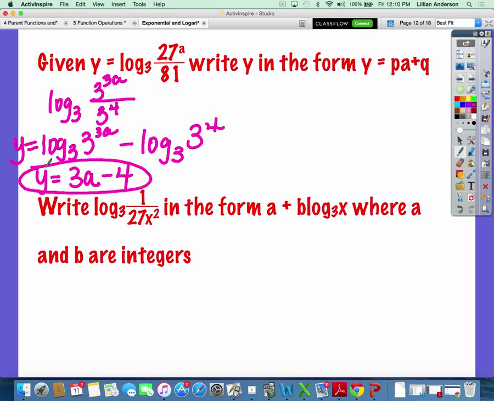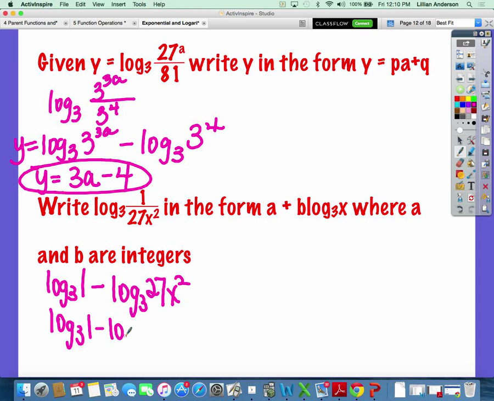What about this one? What did I do here? You can expand it, so we log 3 to the 1, minus log 3 to 27. You can actually expand that further. You can do minus log 3 x squared.